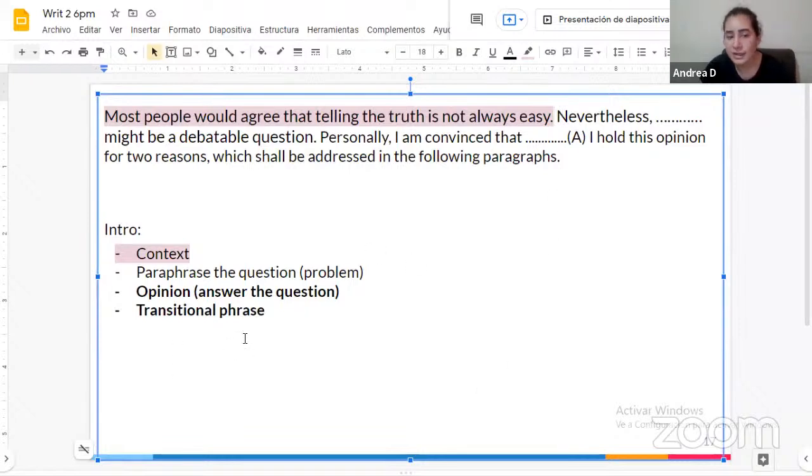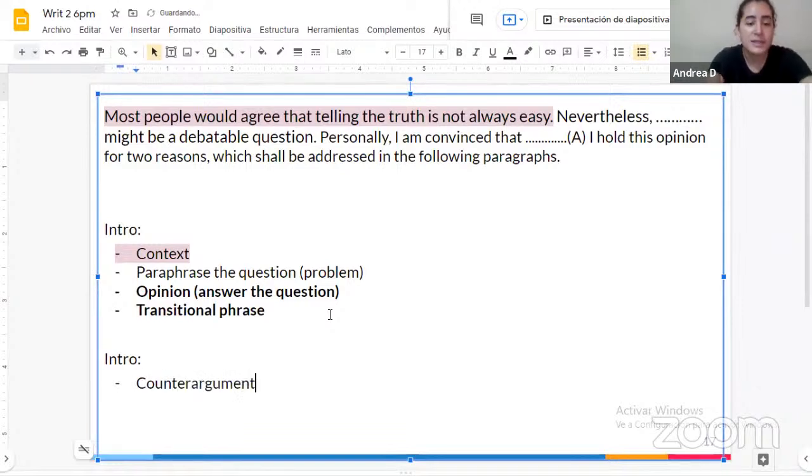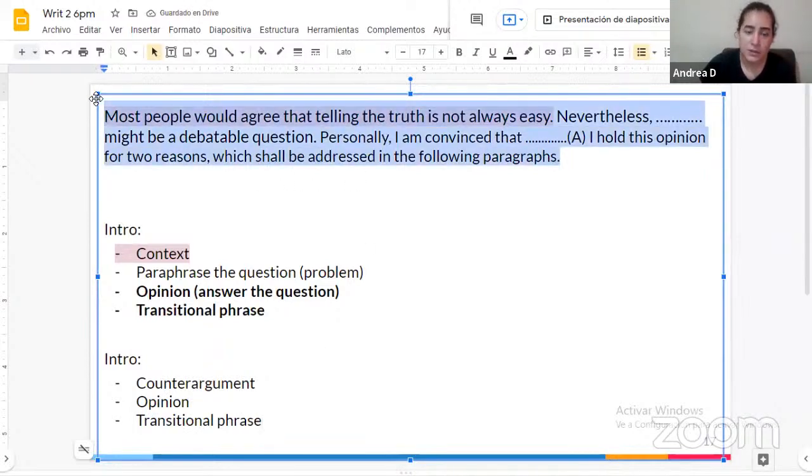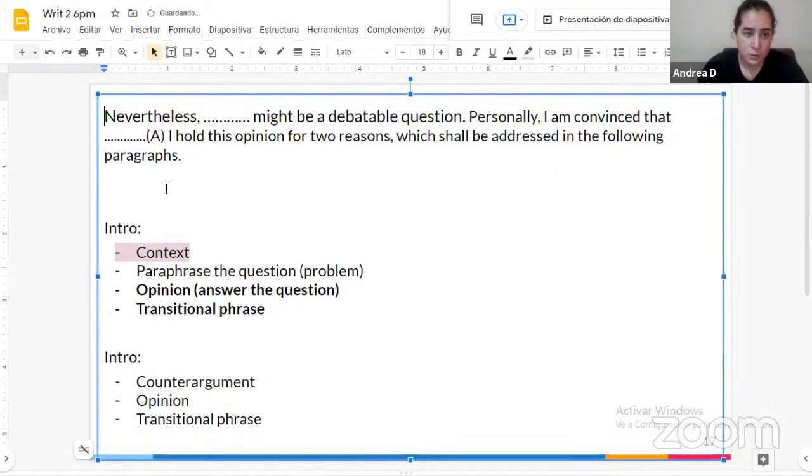Okay, so if we're gonna do that, then it would be different, right? We're gonna have to then create another template for another introduction. In this case, if your first line is gonna be the counter argument, that means the opposite of what you are supporting or explaining in your essay, then your second sentence is gonna be you objecting that idea. So this is gonna be your opinion. And the first one should be the opposite of your opinion, right? And then the transitional phrase. So that can work as well. As I'm saying, there are many ways of building an intro. So maybe we can do this somewhere else here.